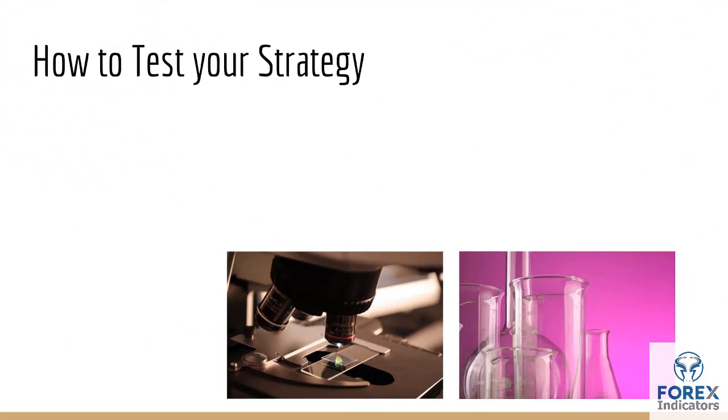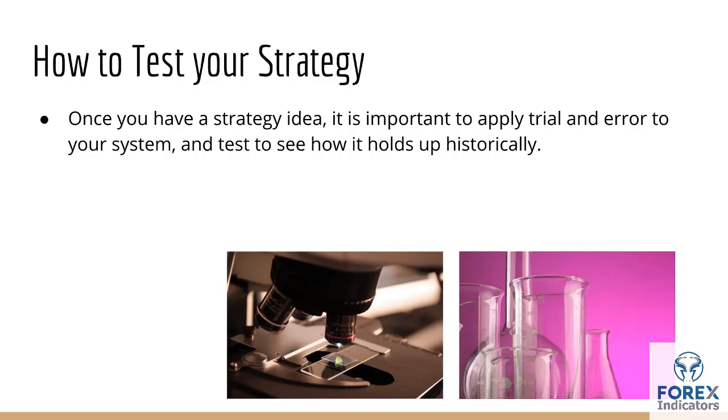How to test your strategy. Once you have a system, it is very important that you apply the concept of trial and error to your system and test to see how it holds up historically. What I mean by this is that once you've created an idea, for example, our past example of the Bollinger Bands and overextended RSI trading system, we need to take that idea and see how it actually does in the market over history. So this is what is called a backtest.